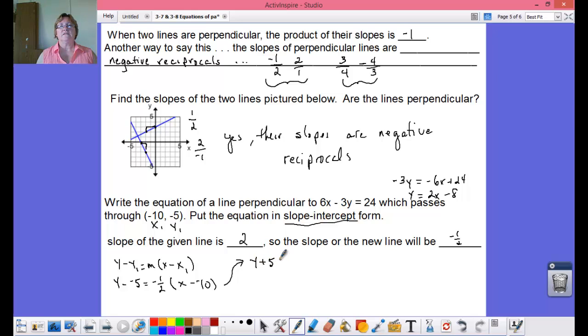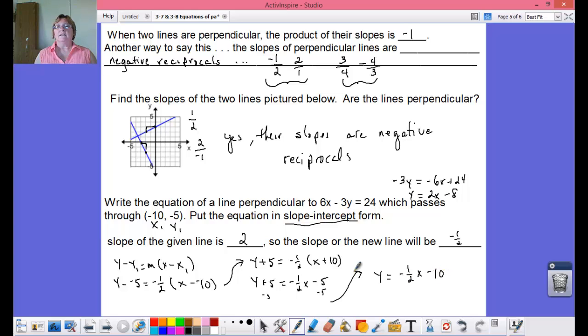y plus 5 equals negative 1/2 times x plus 10. We need to distribute and then subtract 5. Okay, we need to distribute first, so negative 1/2 times x. Negative 1/2 times 10 is negative 5. We need to subtract 5 from both sides. And our final result, y equals negative 1/2 x minus 10. That's our equation in slope-intercept form, and that puts us perpendicular to the given line.